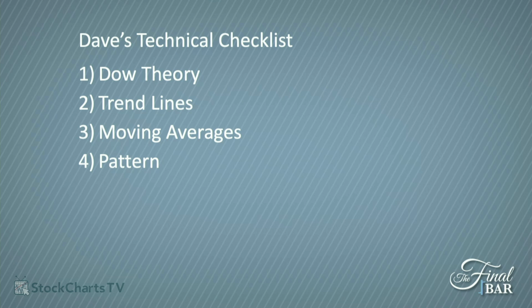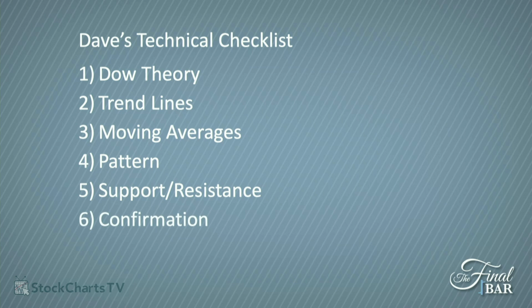The fourth step for me is pattern. Are there any key technical patterns, chart patterns, that you could use analyzing the charts? Triangles, flags, head and shoulders, those kinds of things. Number 5: where are we at relative to key support and resistance levels? We've always talked about starting with the final bar, starting with the current price, going to the left and seeing what are the key levels you want to be aware of.